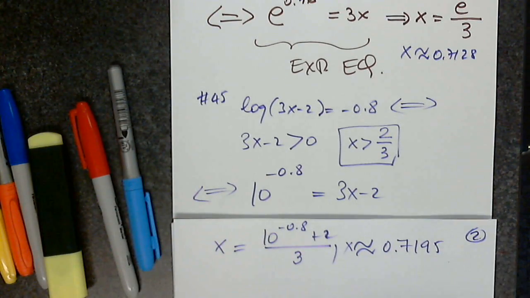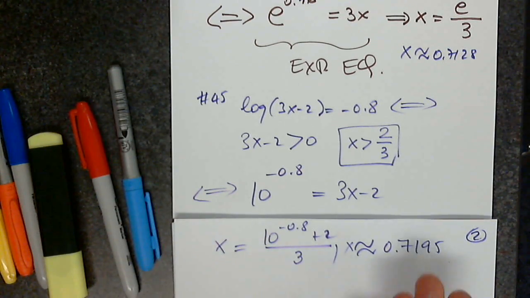We'll see in a minute if it's true or not. How do I check? You plug it back in. So in log, parentheses, 3 multiplied by the previous answer, subtract 2, close the parenthesis. When I hit enter, what should I get? If I don't get negative 0.8, something is wrong. I get negative 0.8.